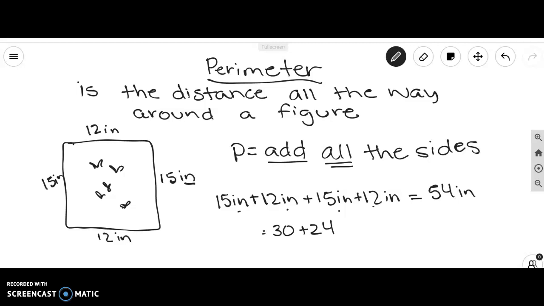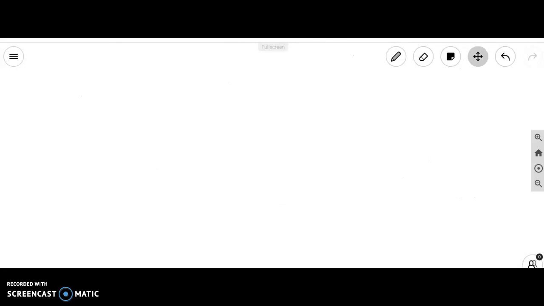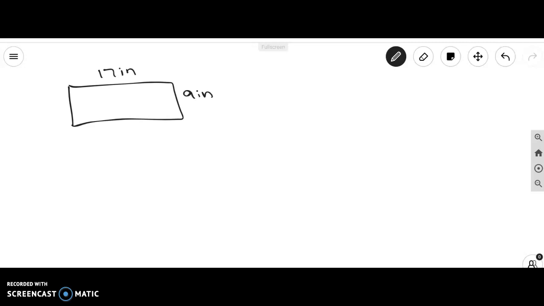So let's get working and do some together. So here is our shape, and here are our lengths. We have 17 inches, 9 inches, 13 inches, and 9 inches. Okay, so let's begin with our equation. We have 9 inches plus 13 inches plus 9 inches plus 17 inches.